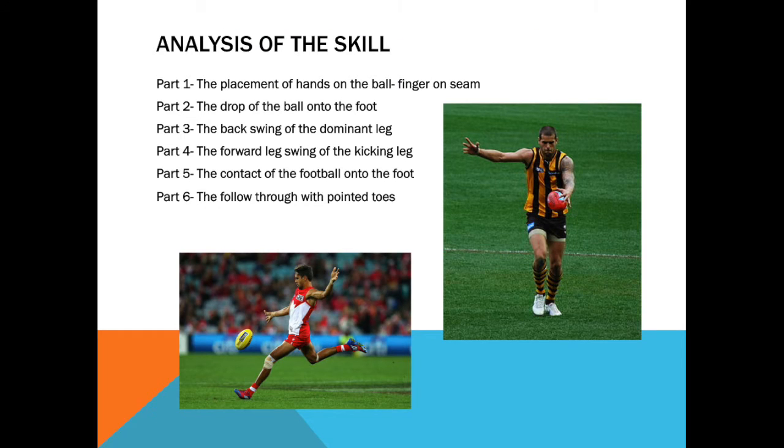We have identified 6 distinct sections of the drop punt. This includes finger placement along the seam, ball drop onto the foot, the backswing of the dominant leg, the forward swing, ball contact, and the follow-through phase.